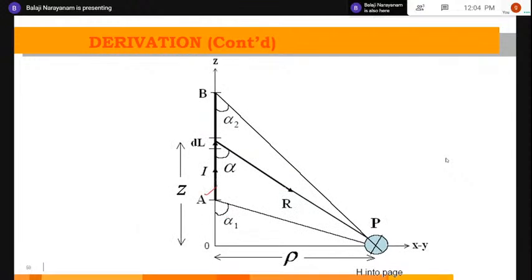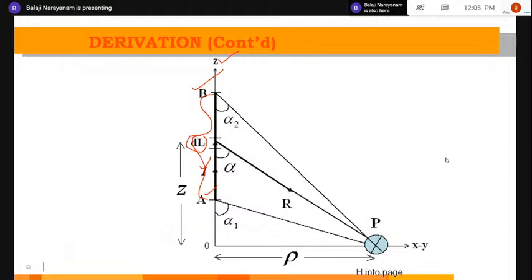So A is this point and B is this point. AB is a filamentary conductor. And the current that is passing through this filamentary conductor is I, and the differential length in this current filament is represented with dL, and the filamentary conductor is placed along the Z direction. This is for our comfort that we have taken the filamentary conductor along the Z axis. In this particular derivation, it was taken like that.